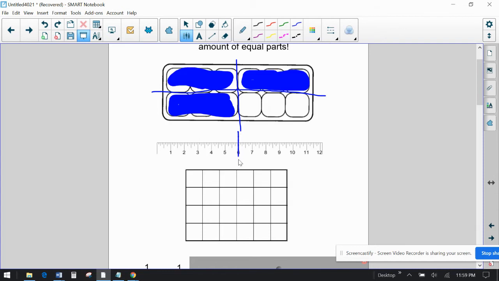So on a ruler, here's my half right here. If I cut my first half in half and cut my second half in half, now we're talking quarters. 1/4, 2/4, 3/4, 4/4. So 3/4 would be 9 inches. 9 inches is 3/4 of a foot.